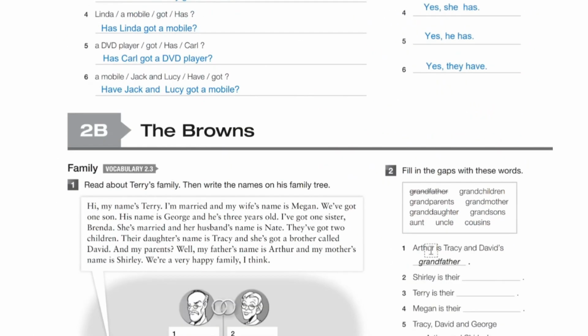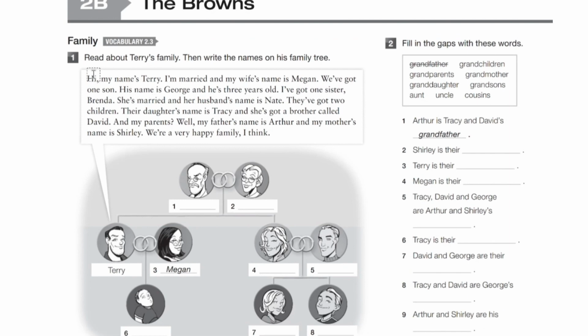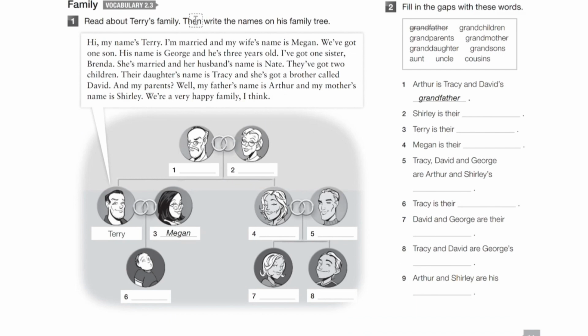So page 11, 2B. We're going to continue with 2B now, the Browns. Exercise 1. We need to read about Terry's family. As you can see, we have some information about Terry's family, and then we write the names on his family tree. Right. "Hi, my name is Terry." So this is a guy, Terry.